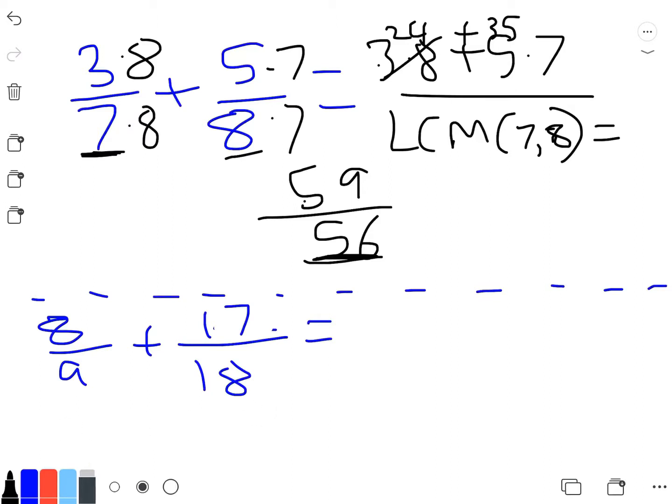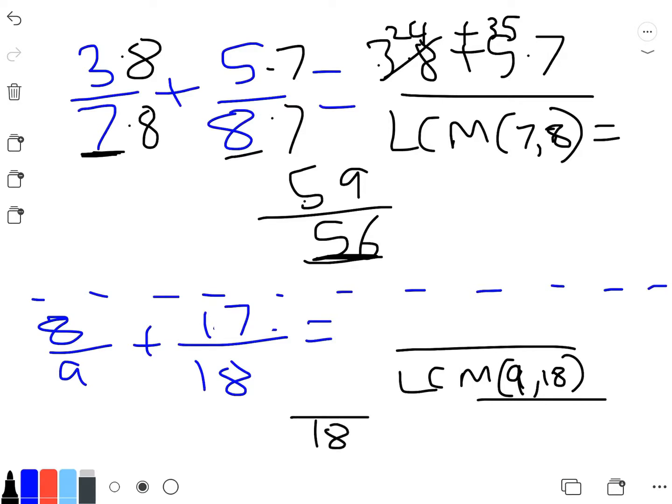So to find the denominator, we have to do the least common multiple of 9 and 18. The least common multiple of 9 and 18 is just 18. Now, what do we multiply by 9 to get 18? We multiply by 2. So we multiply by 2 on the top and the bottom. So 8 times 2. And now, what do we multiply by 18 to get 18? We multiply by 1. So that doesn't do anything.